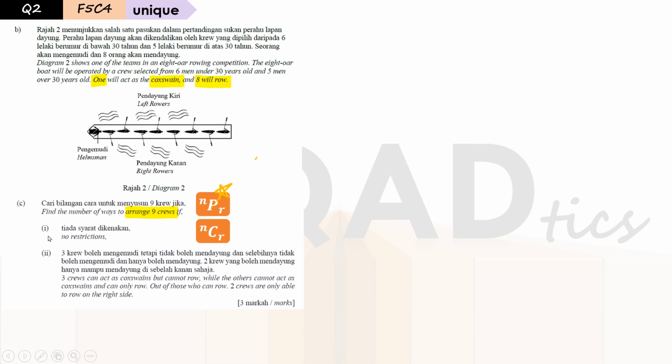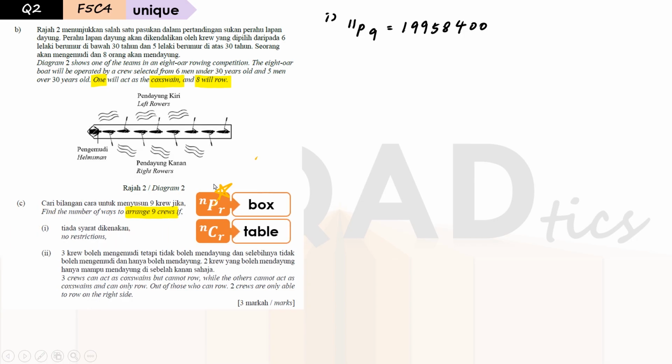For part 1, it says that there are no restrictions. So from the 11 men that we have, we need to choose 9 of them and we need to arrange them. For the first part, it will be quite straightforward. It's just 11 people, I choose 9 of them to arrange. So it will be 11P9, and this would be the answer. Make sure you write it correctly. It should be 19,958,400. The second part can be quite confusing.